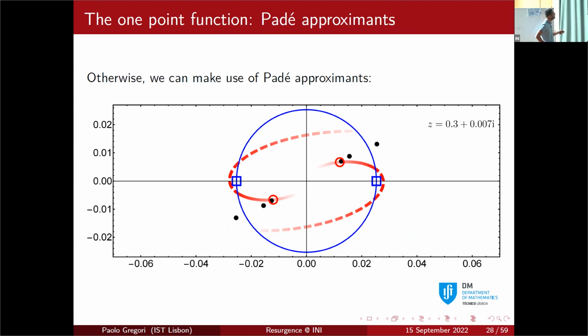We have the blue squares, which are the singularities associated to ZZ branes. So they are constant and fixed at some point on the real axis. Then we have the red circle, which is the singularity associated to FZZT branes, which will move around as we change the Z parameter. And then we have these six black dots, which are the singularities coming from the Padé approximant of the Borel transform.